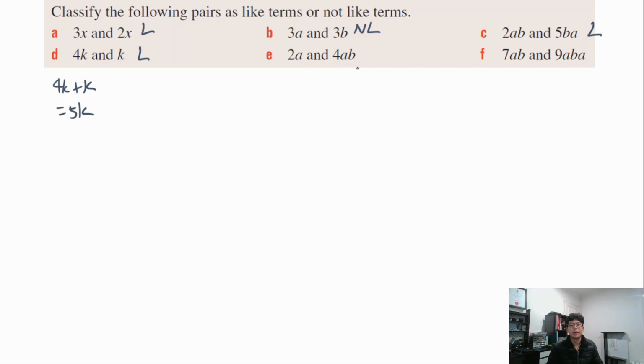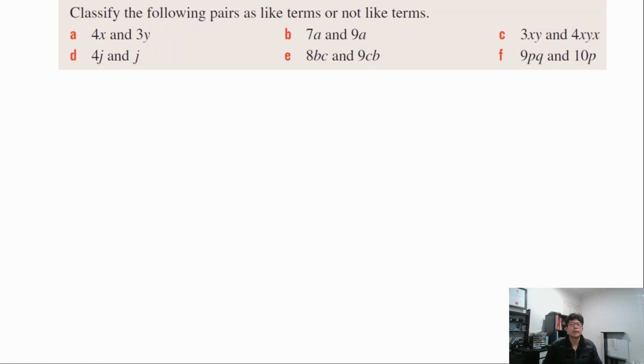Next one, 2a and 4ab. These are not like because this one does not have a b whilst this one does. And 7ab and 9aba, you may think this one is like because they both have a and b, but if you simplify that, 9aba becomes 9a squared b, and 7ab is 7 times a times b. If you combine them, a becomes a squared. If it's got a squared on top of the pronumeral, they are not like, they are considered different pronumerals. So in this case, this one will be NL as well. Alright, now it's your turn. Let's pause the video here and have a go at these questions by yourself and unpause when you're ready to go through them with me.